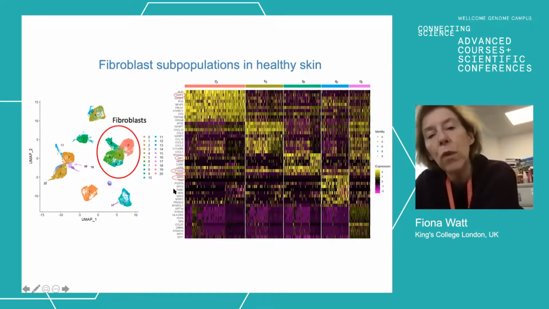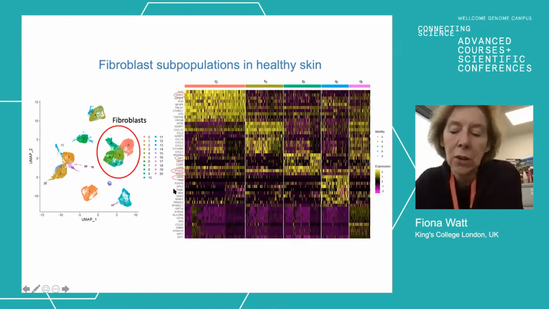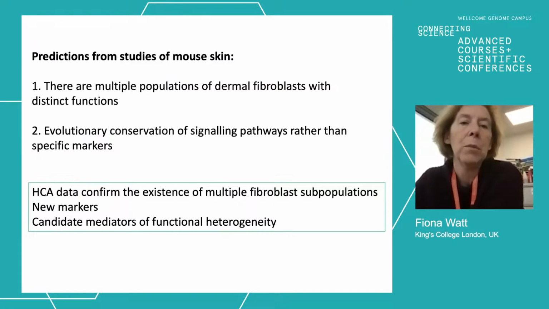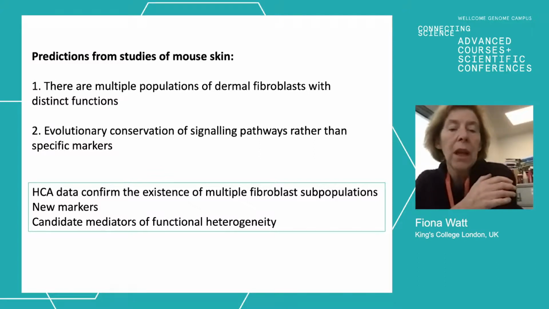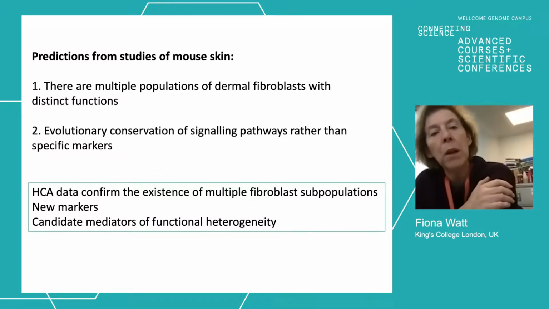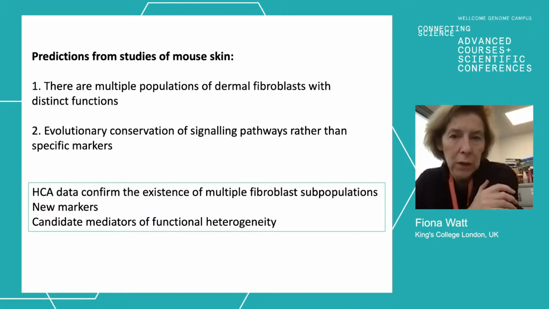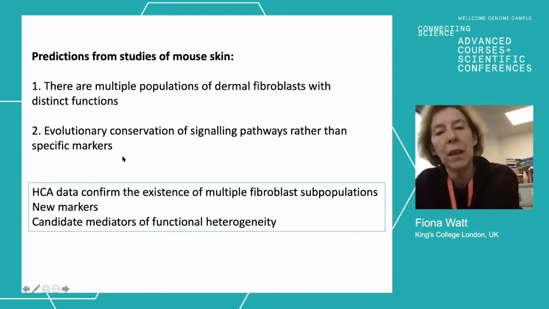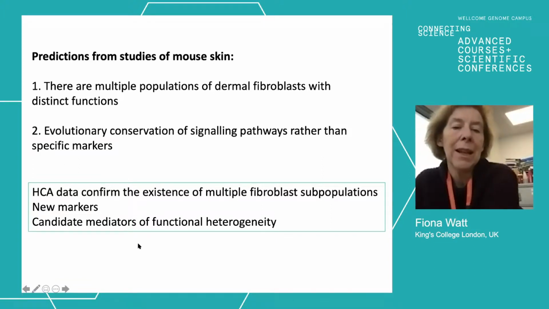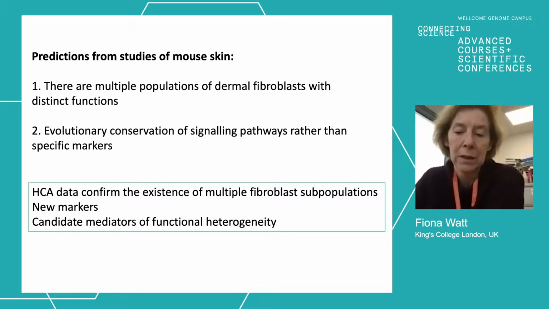And this, of course, is a rich source of new markers that we can use to interrogate fibroblast function. So the work on the fibroblasts confirms the existence of different populations of cells. It gives us new markers that we can use to map those cells. And going back to the issue of signaling pathways that control dermal properties, it gives us some really interesting candidate mediators that could explain mechanistically the variation in function of the fibroblasts.